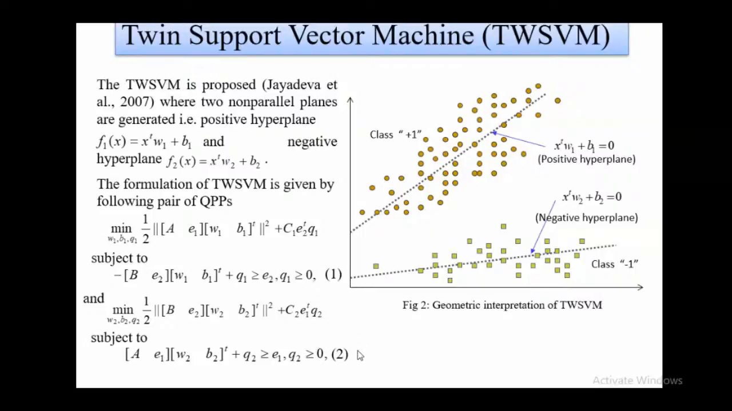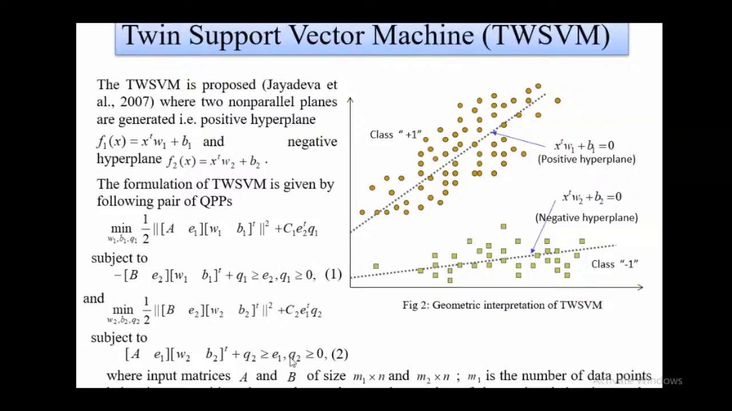So this 1 and 2 will be your problem. Here we have C1 and C2, these are the parameters, and E1 and E2 I already discussed in the notation part. That is the vector of ones of appropriate size, and Q1 and Q2 are slack variables. Obviously it is represented as an error, and error cannot be negative, so that's why there is an inequality: Q1 is always greater than or equal to 0, and Q2 is also greater than or equal to 0.